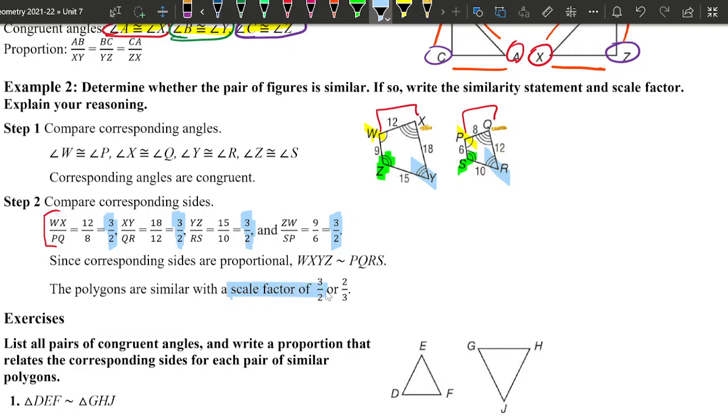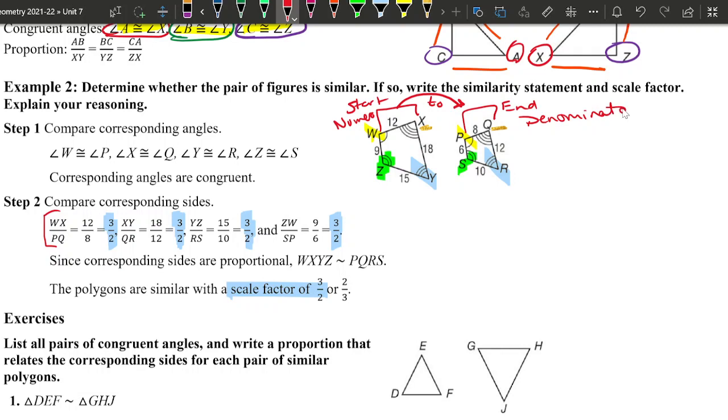And then it says or 2/3. So that depends on which direction you're going from one to the other. In this case, the way it's set up, WX is in the numerator. So it's starting at WX and it's going to PQ. So this one is the start and this one is the end. So this one is the numerator, and this one is the denominator.